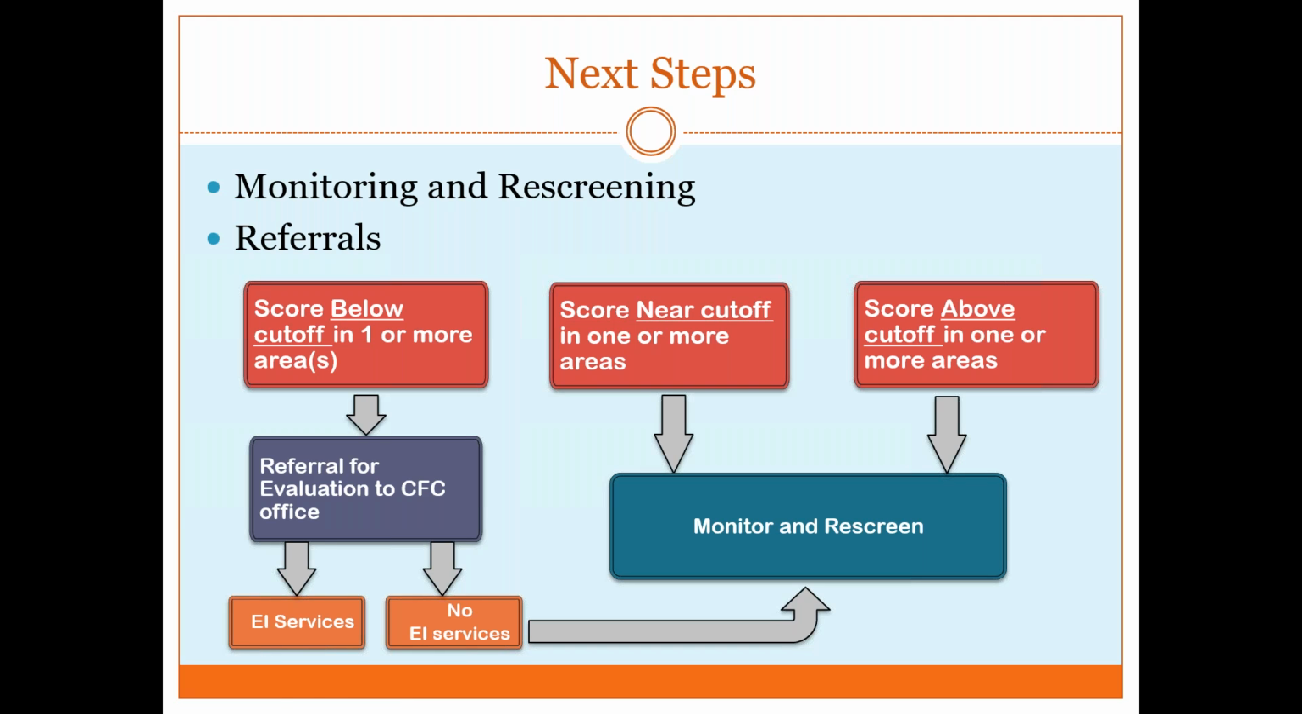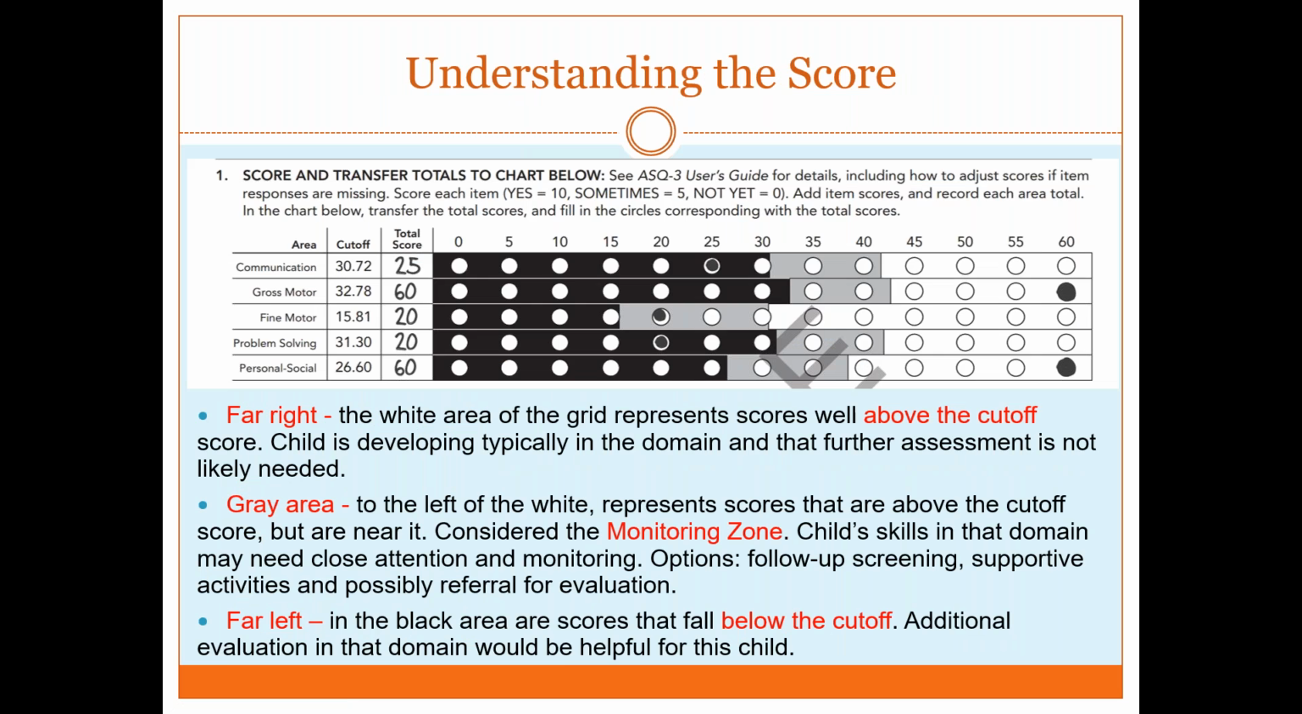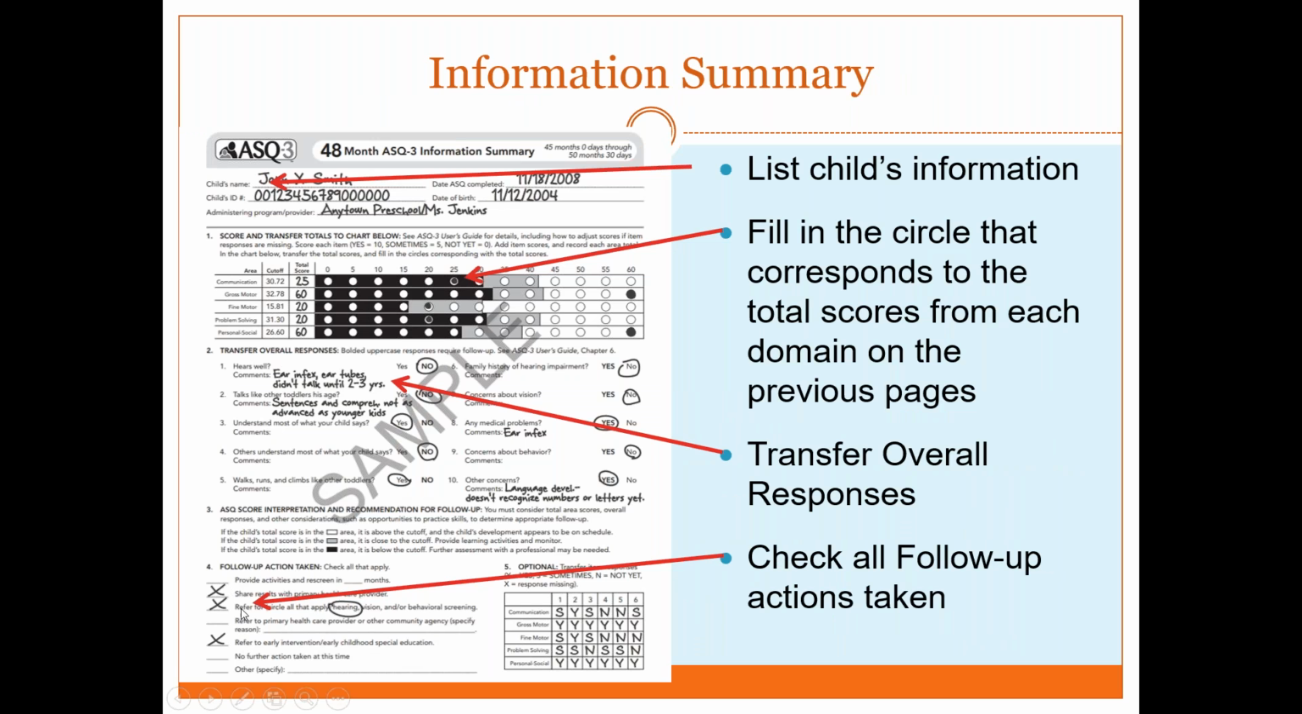Remember, on a previous screen, we saw a checklist for follow-up actions taken. Make sure you check those things: that you provided the activities to help, that you provided when a rescreen is going to occur, and that you referred to the EI and special education services through the Child and Family Connections. Make sure you note those things on that information summary.